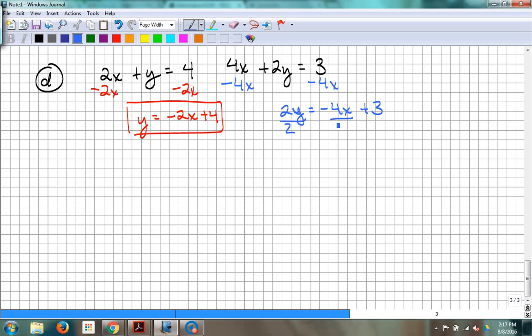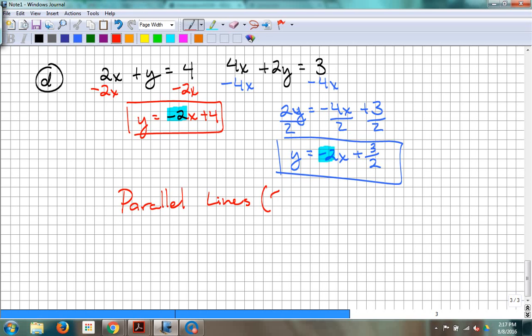Divide by 2. And I get y is equal to negative 2x plus this fraction 3 over 2. What do I know about these two lines? They got the same slope. What's that mean about them? Parallel. And we know that because it's the same slope.